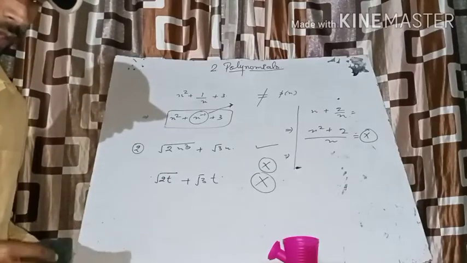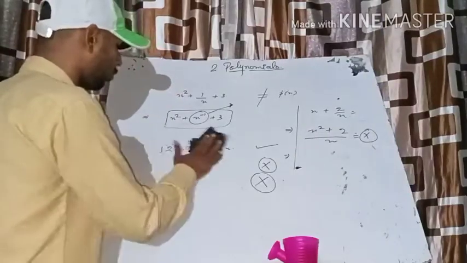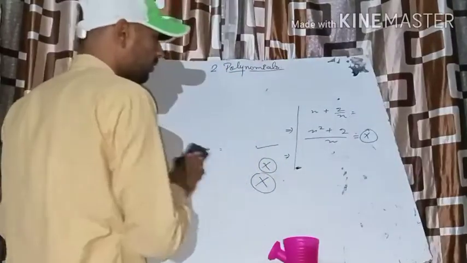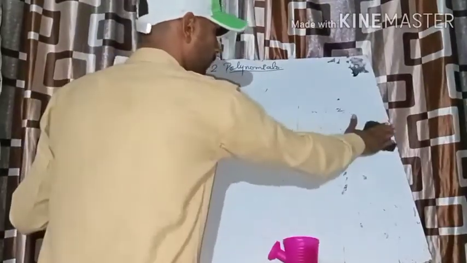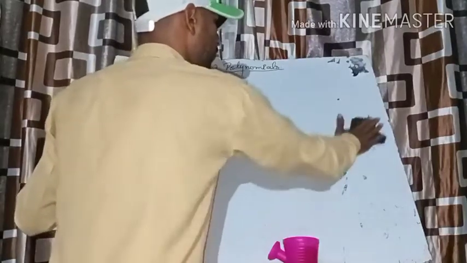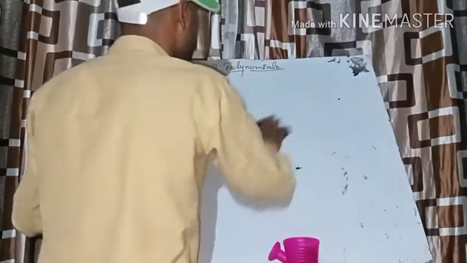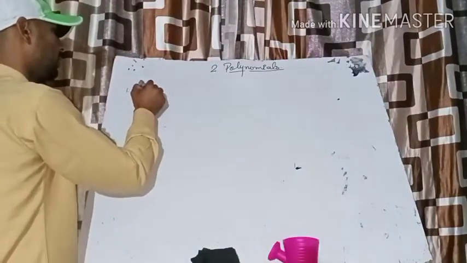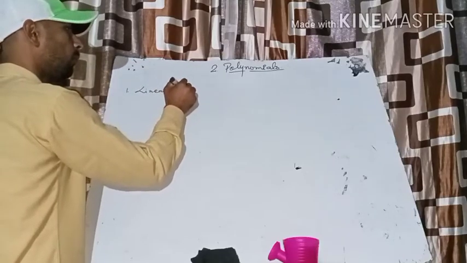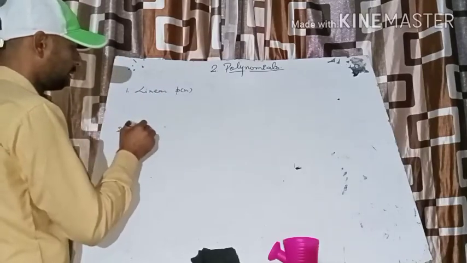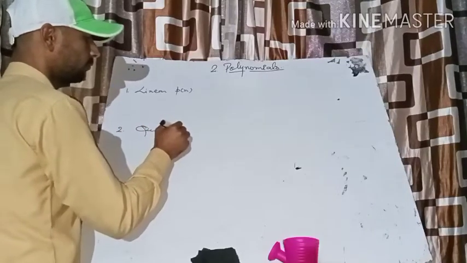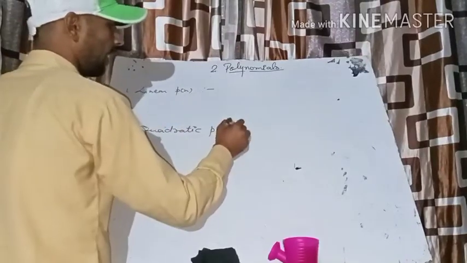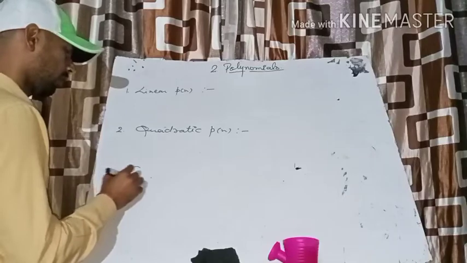Now next is the linear polynomial, quadratic polynomial, and the cubic polynomial. What is next? Your linear, quadratic, and cubic polynomial. What are the linear polynomial? First is linear polynomial. Second is quadratic polynomial. P of x, what? A polynomial with variable x. And the third one is cubic polynomial.